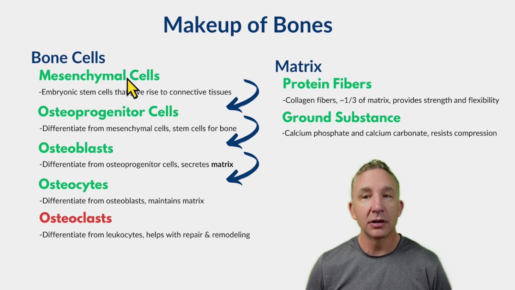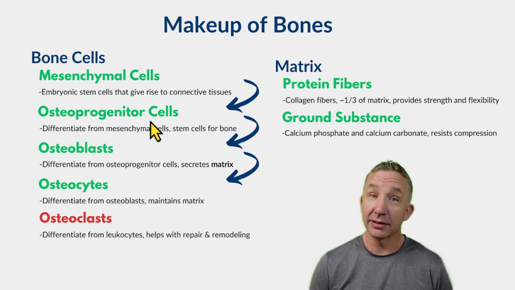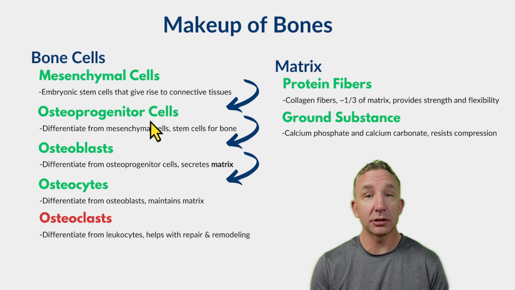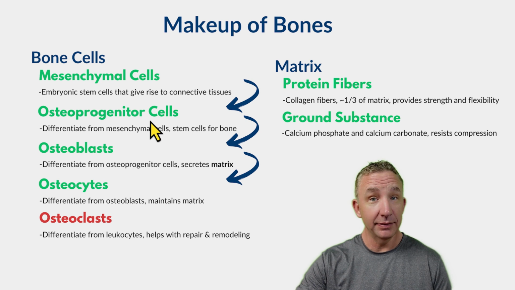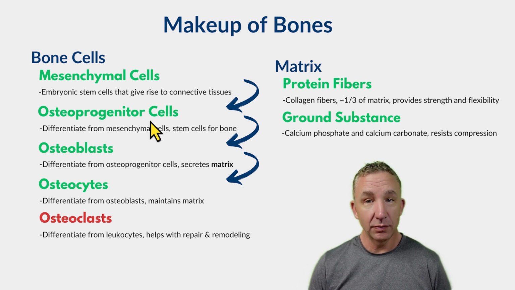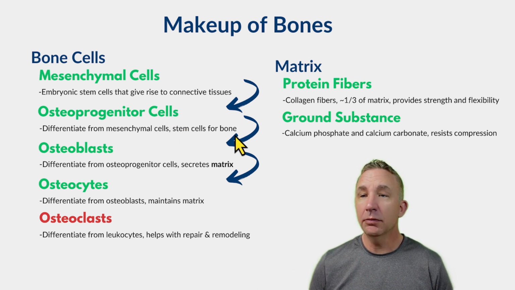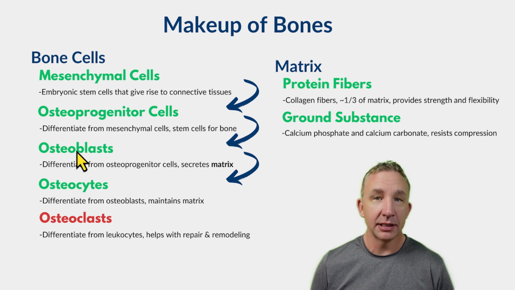So mesenchymal will change into osteoprogenitor cells. These are now the stem cells of bone. So we now mature to where we get to the point where we're going to start going through mitosis. Osteoprogenitor cells keep dividing, and eventually will then turn into the cells that actually do the work. So osteoprogenitor cells are still stem cells, but they're specific to bone. They will turn into osteoblasts.